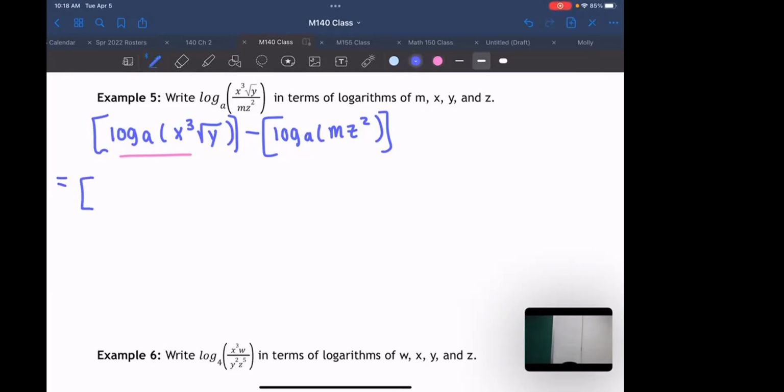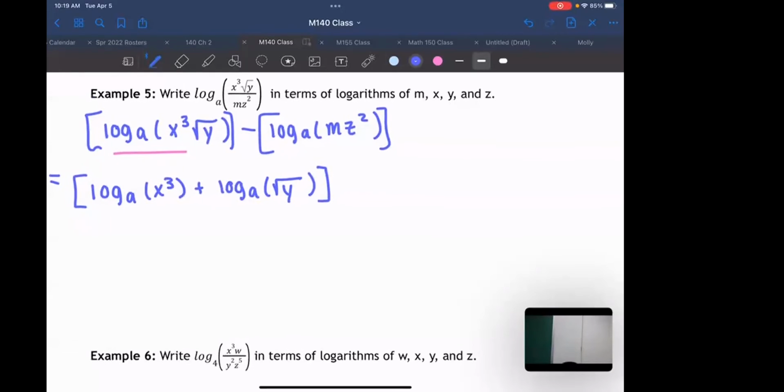How can I simplify the first part? Just one step. I think I saw it. Take the inside and split it up into 2 things, right? This would turn into log base A of x cubed plus log base A of the square root of y. All right, you're all with me here, right? We just split that up into 2 additions.